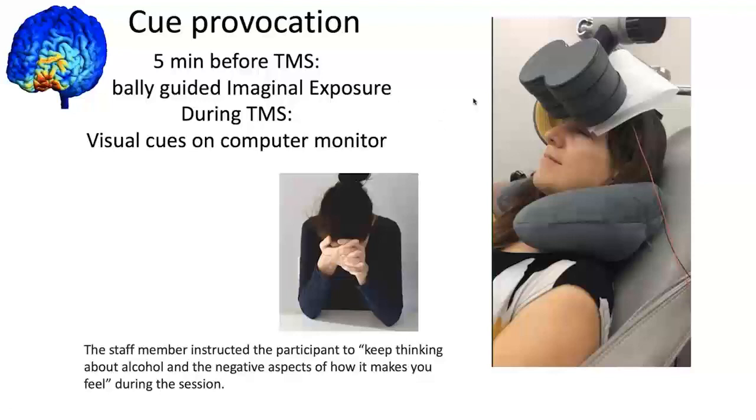So that brings up a lot of questions on what's the right prime. Do you have them think about the rewarding aspects of the drug? Do you have them think about the reasons for quitting, which is more of an executive control kind of strategy? I think we can probably learn a lot from our clinical psychology friends in this regard as to what the optimal instruction might be.